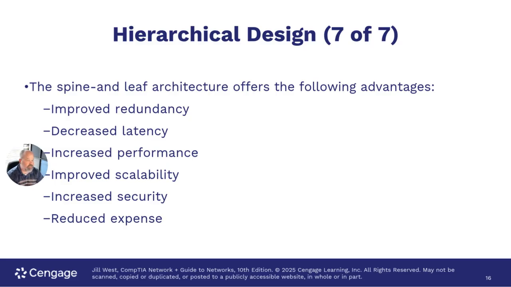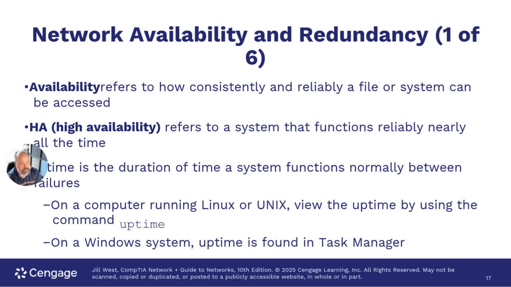There's a lot of benefits to it. Improved redundancy means better reliability. Decreased latency, which means faster performance. Increased scalability means room to grow. Enhanced security and reduced costs. It's basically the network equivalent of having your cake and eating it too, if the cake also made your network faster and more secure.